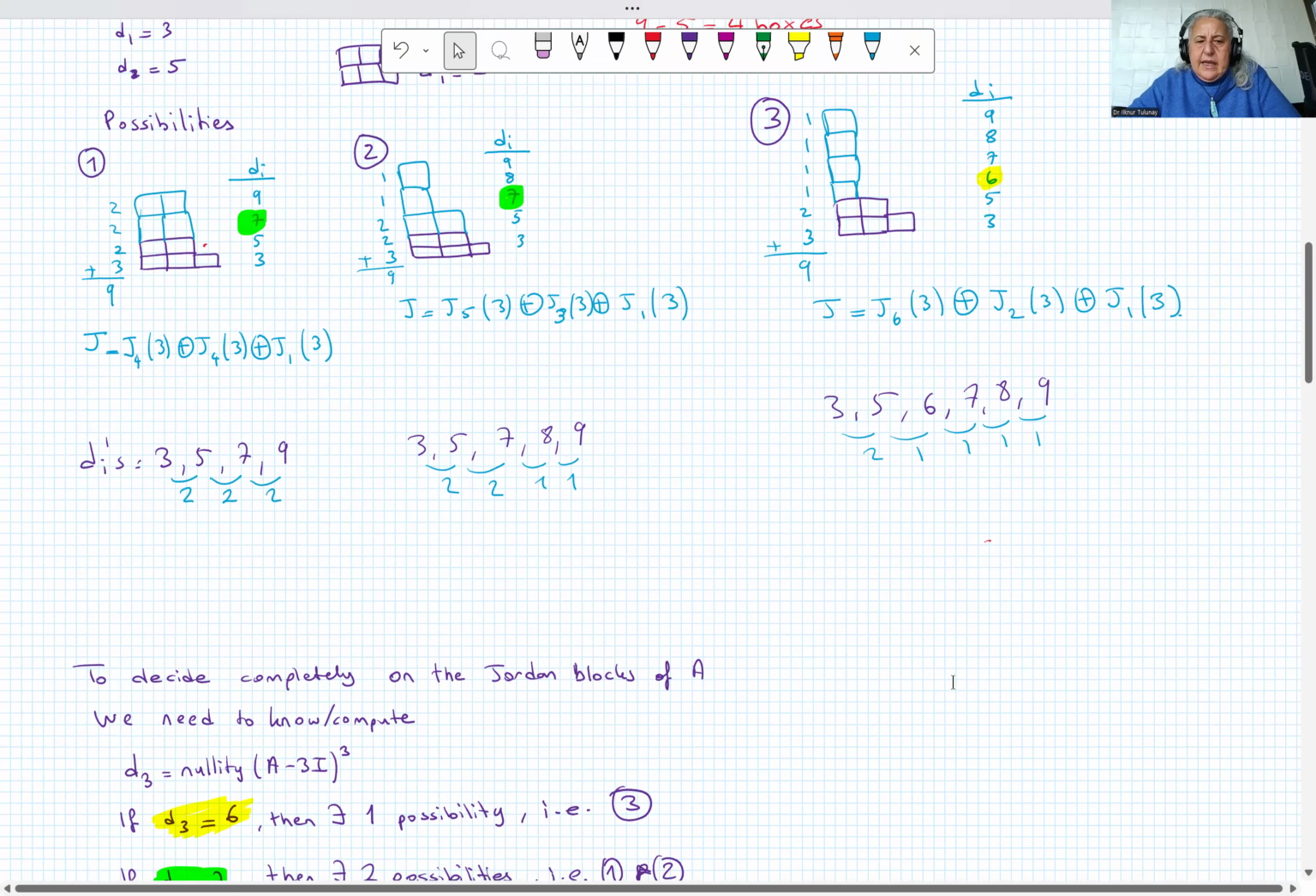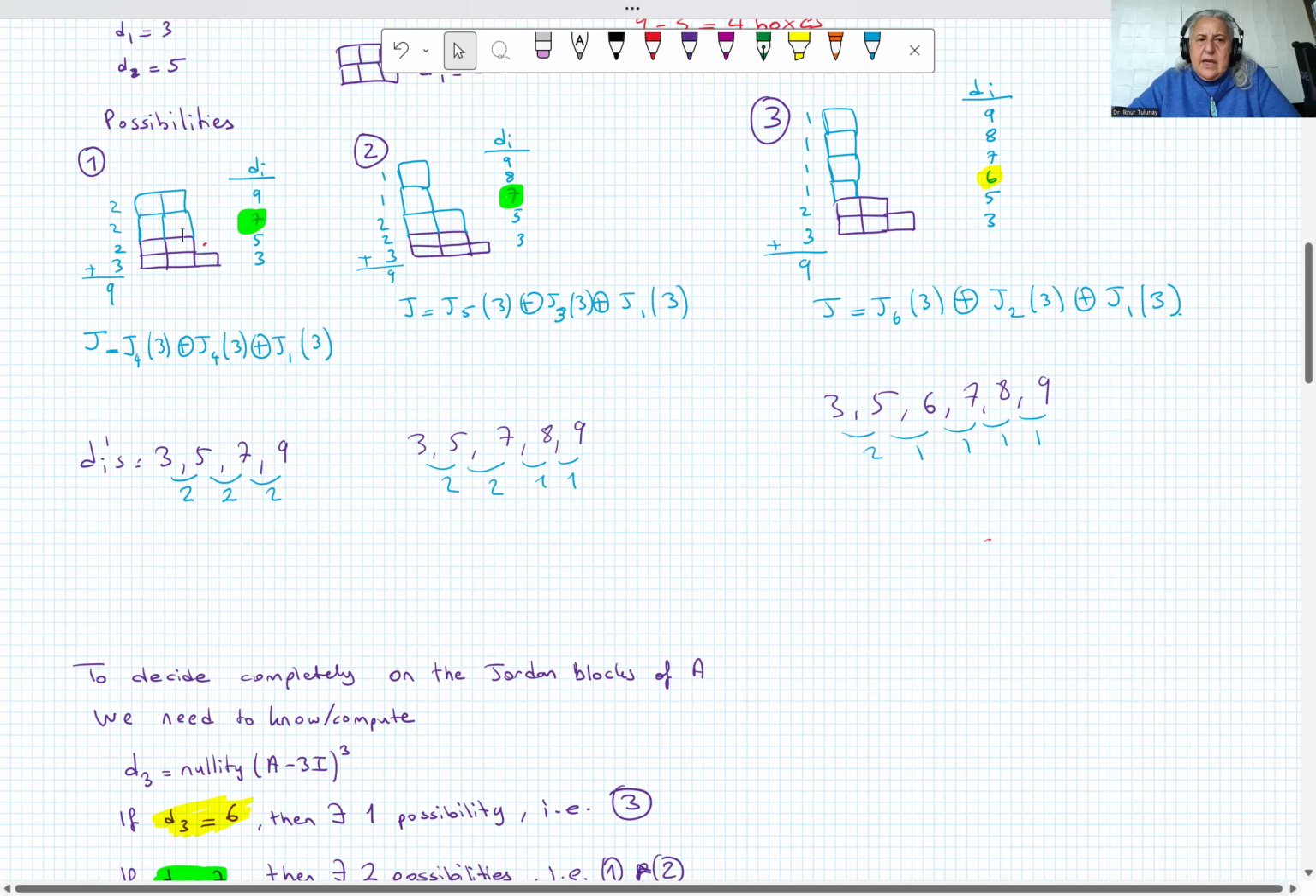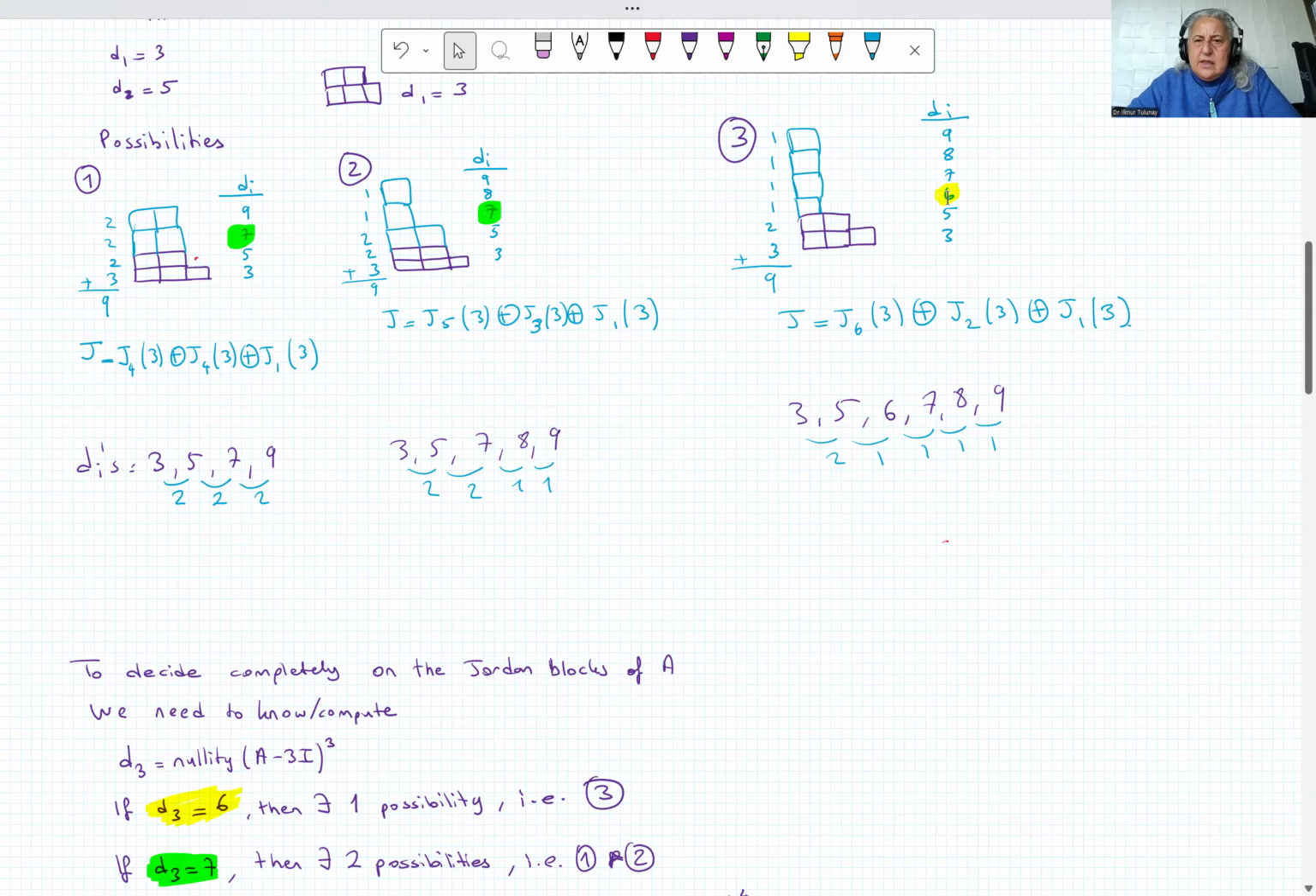Well, for this case, if we know D3 is equal to 6, then it means only one possibility: everything should go up, up, up, up. That's possibility 3. If D3 is 6, that's the only possibility, because to go down one level, every layer has to be 1, 1, 1, no other options. But if D3 is 7, we have these 2 options.